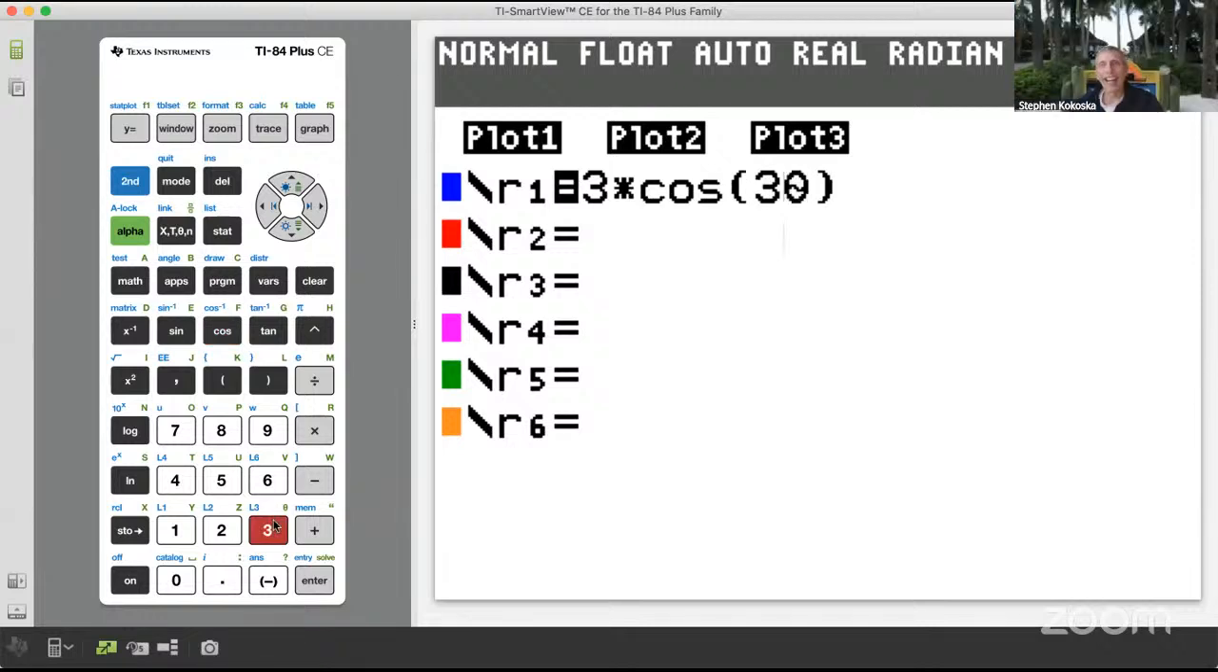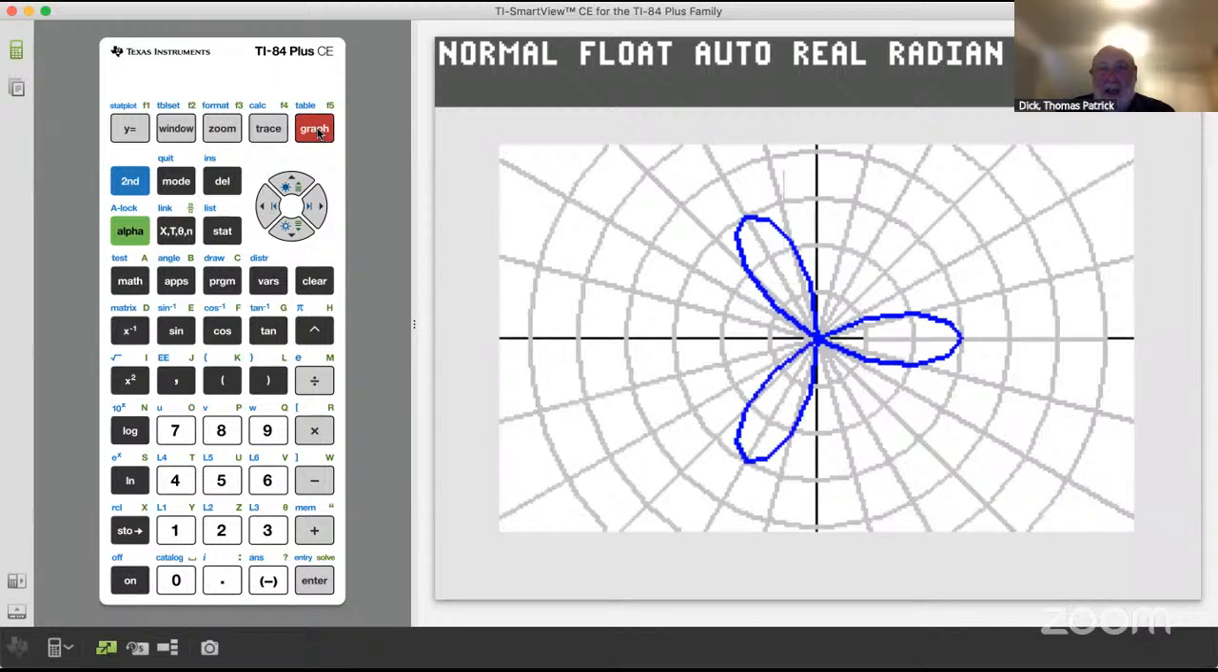Oh, it looks like I got it. Hey, how about that? That was pretty good, Tom. Very good. All right. So let's go ahead and graph this. Yep, there we go. It looks very nice. Okay. And again, we could trace.